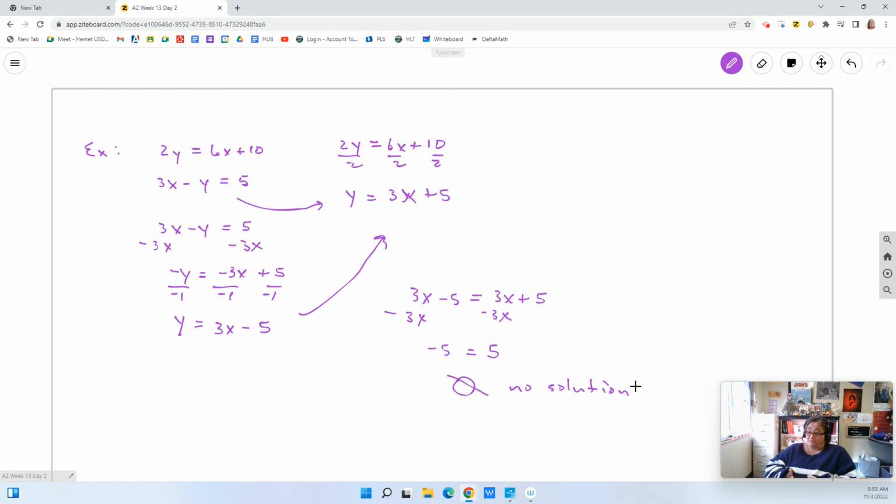I don't know. If it was true, like if we wound up with something like this and all our variables went out, but the statement was true, say it was 5 equals 5, that would mean the solution is all real numbers, right? But in this case, it doesn't equal each other, so our solution is no solution.